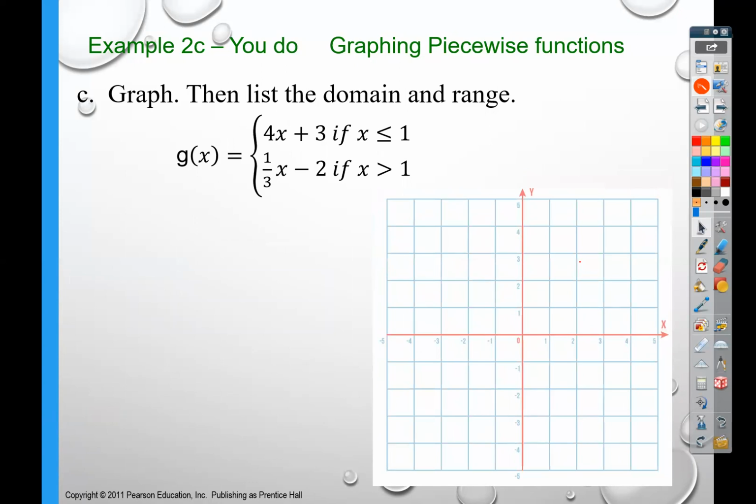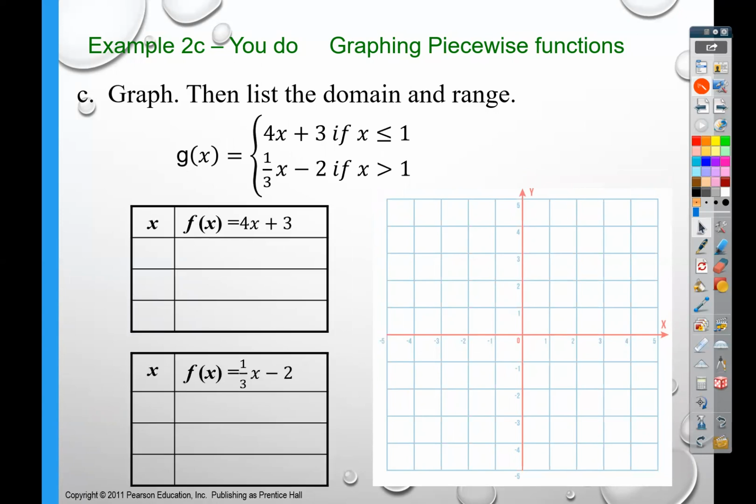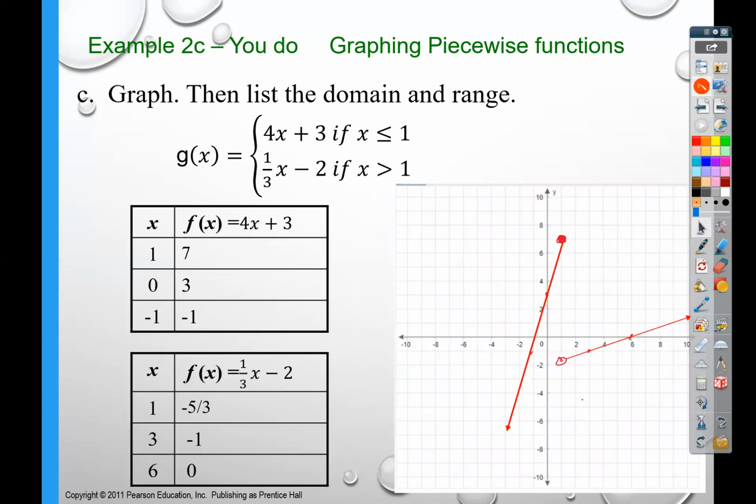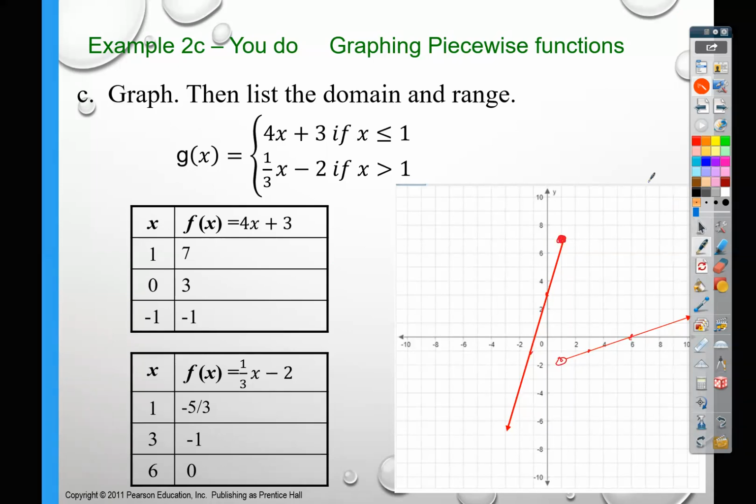So pause the video. And this is what it should look like for you. All right, if you wanted to list the domain and range, what would that be? The domain is forever going to the left and the right, so that would be all reals. The range, though, goes forever down this way and forever up this way, so that is also going to be all reals.